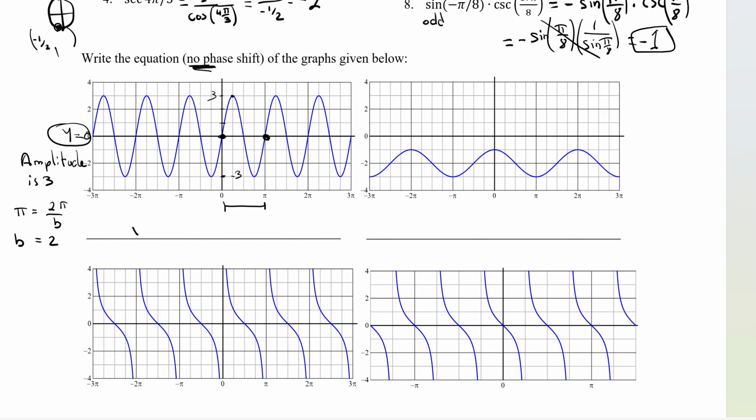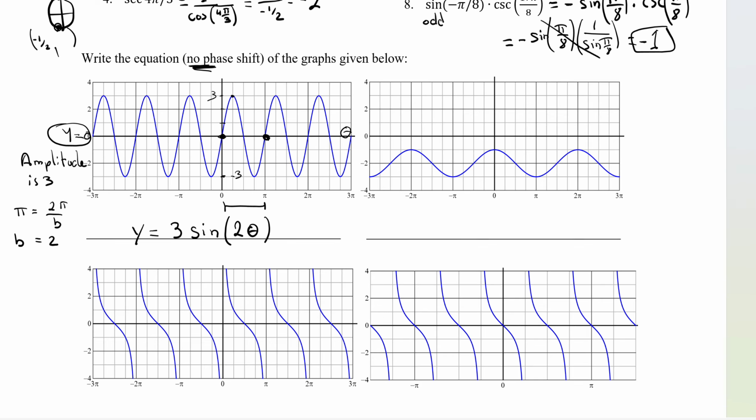And so the equation would be y is equal to, so amplitude we said it's 3, so 3, and it's a sine function. And we can use x or theta. Let's use theta here to be more like trigonometric notation. So this will be a b of 2, so I need a 2 theta.